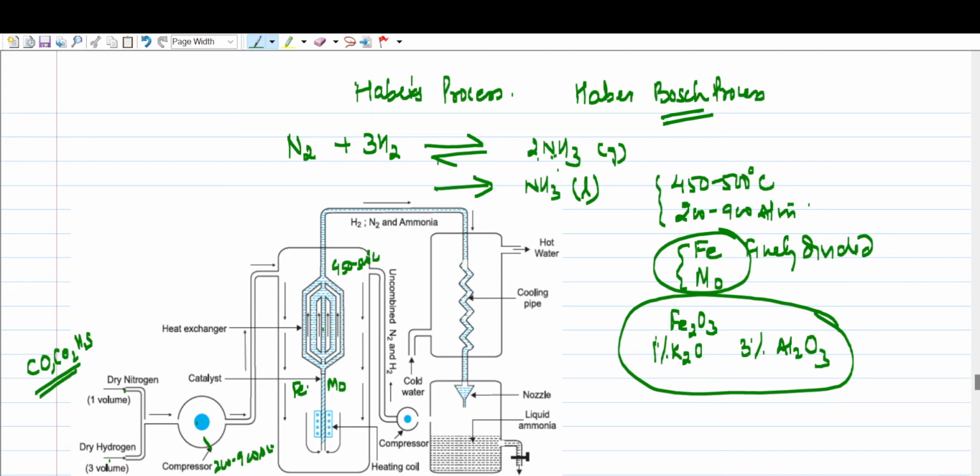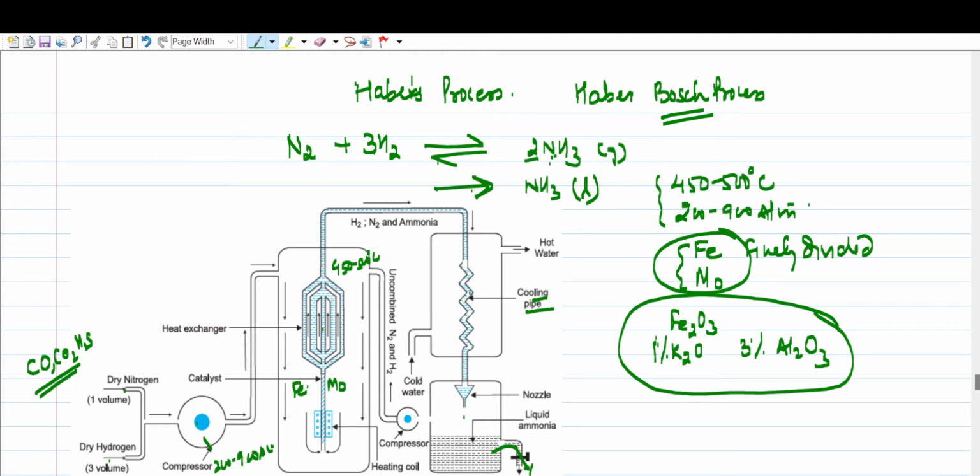What happens? The nitrogen and hydrogen combine to form ammonia. This ammonia formed is immediately taken and cooled. When it is cooled, the ammonia gas is converted into liquid ammonia and it is separated. So this makes the reaction irreversible.